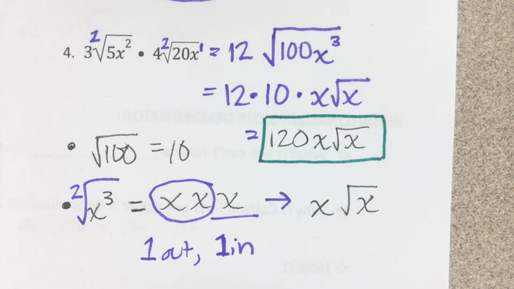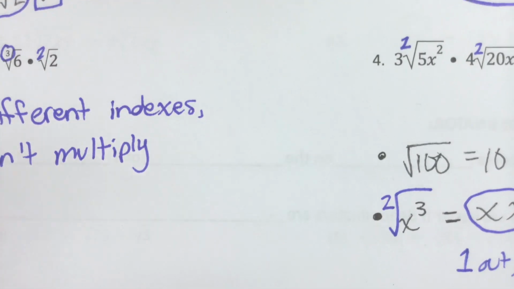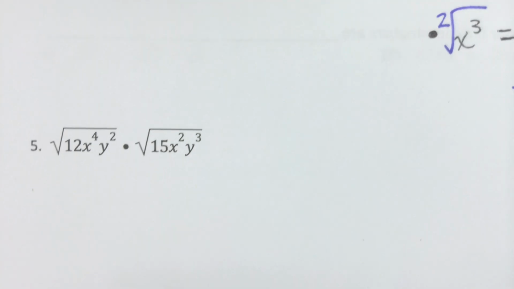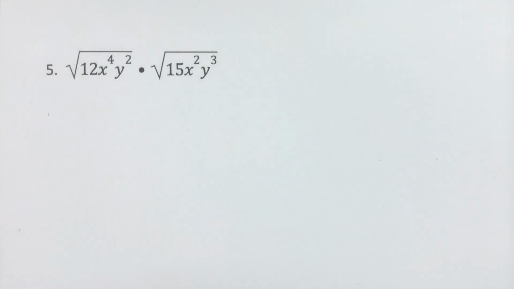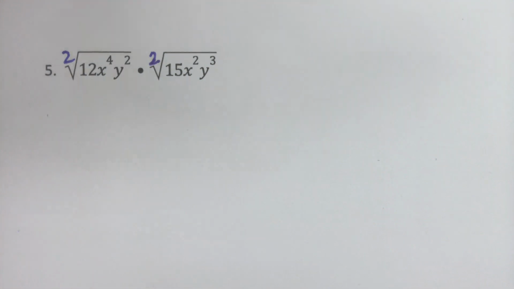Questions on 4? Number 5. Bigger numbers, more variables involved. Square root on both. Again, check that first before you proceed. So we can multiply.